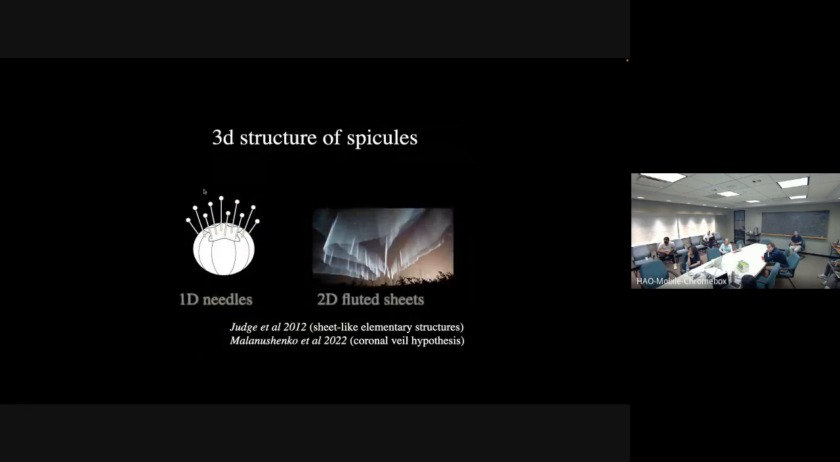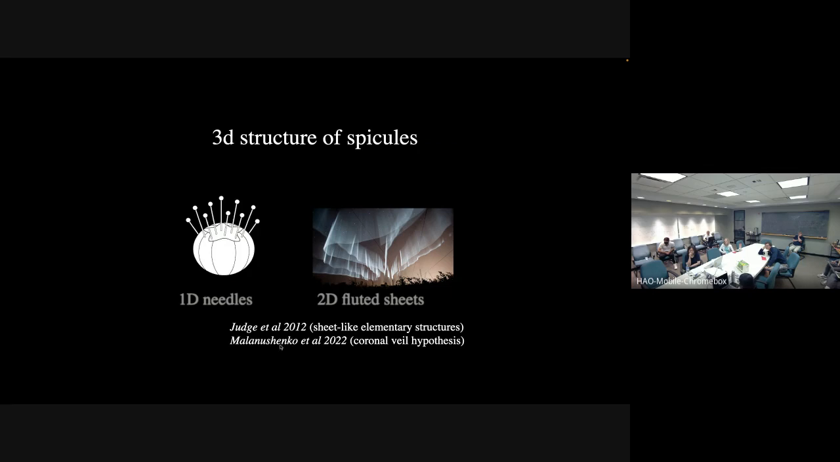So instead of the spicules being 1D needles, they could be 2D fluted sheets. This idea is also not new, and I think people at HAO, including Fludra, had proposed that these spicules could be current sheets. In our case, they are not current sheets; they are dense regions, but they are also fluted. So whenever you do a line of sight integration, you still get jets.